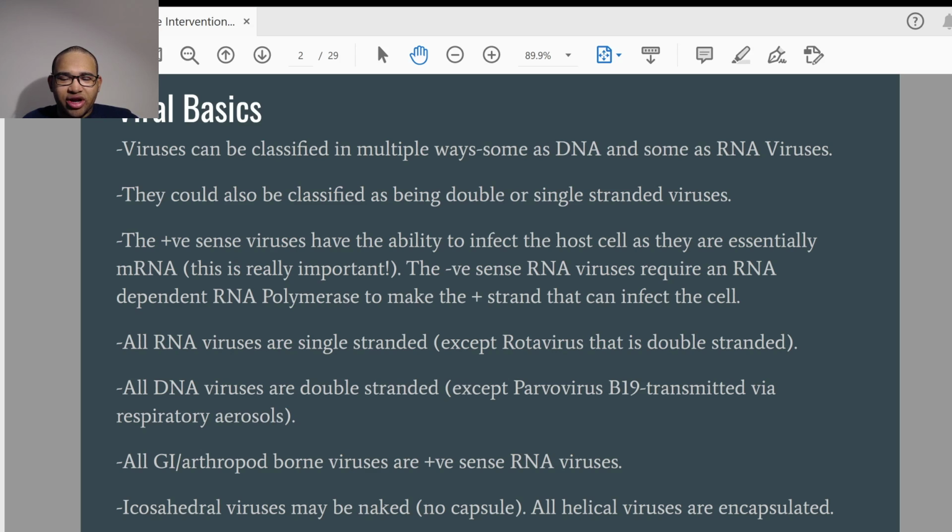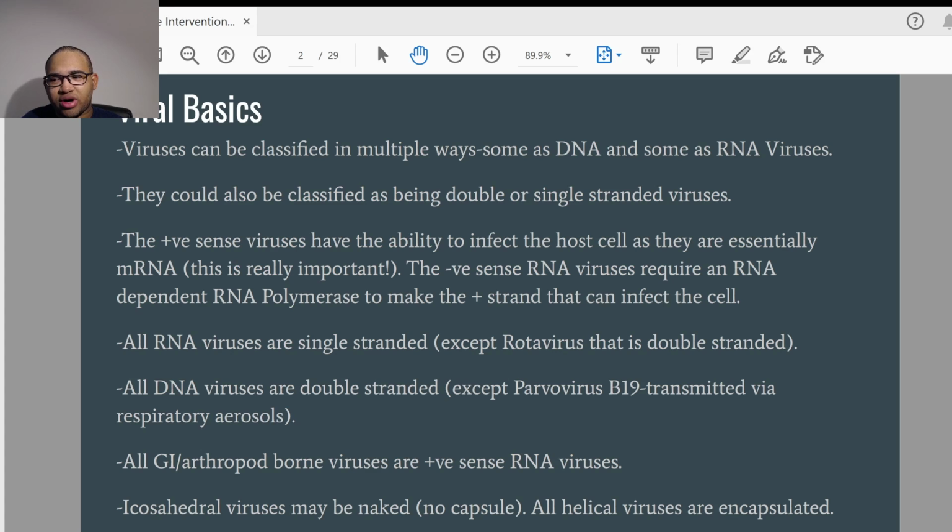The negative sense RNA viruses, again, the negative sense cannot be transcribed. It cannot be translated. So with the negative sense RNA viruses, you actually need to convert the negative sense strand to a positive sense strand. And you do that with an RNA-dependent RNA polymerase, right? That means it's an RNA polymerase that depends on RNA as its template. So with that, you're able to make the positive strand, and then that positive sense strand can go ahead and infect the cell.